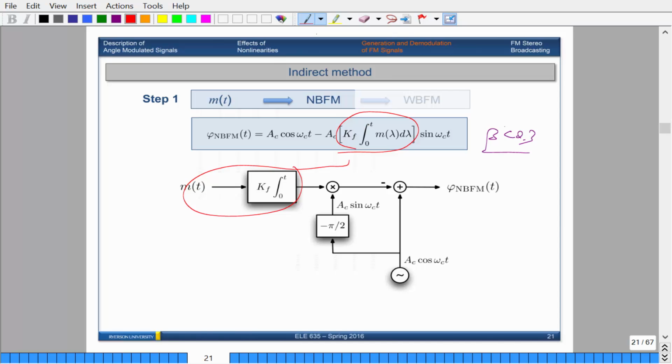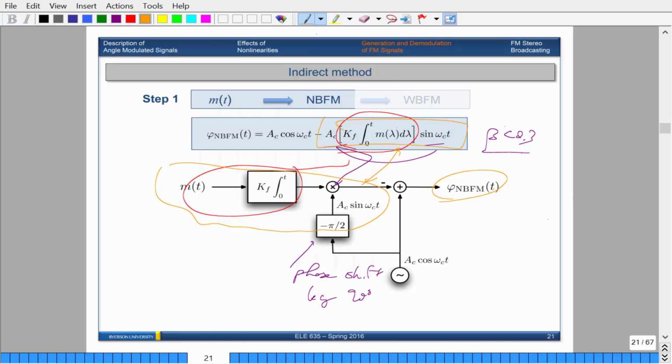So you first integrate, and then you take this and multiply by AC sine, which is what's going on right over here. So this and this are what's going on over here. You have a cosine wave, and then you do a phase shift of minus pi over 2, so by 90 degrees. So this is phase shifting. When you do that, you get AC sine. So this portion here is this part. And then you take your carrier, AC cos, subtract the two values, and you get your narrowband frequency modulated wave. So that's how you do it first.